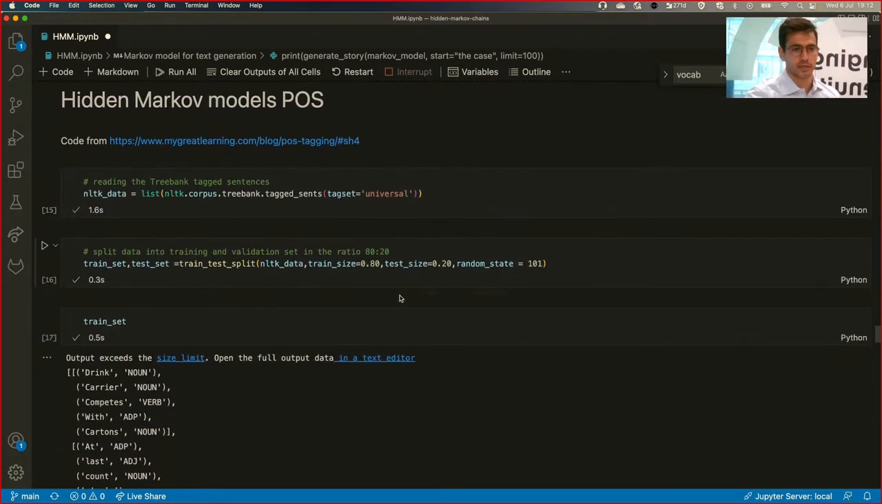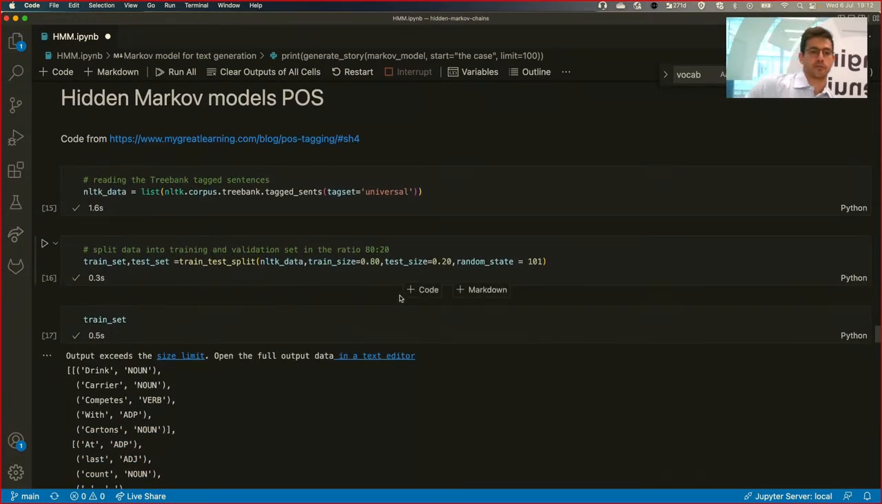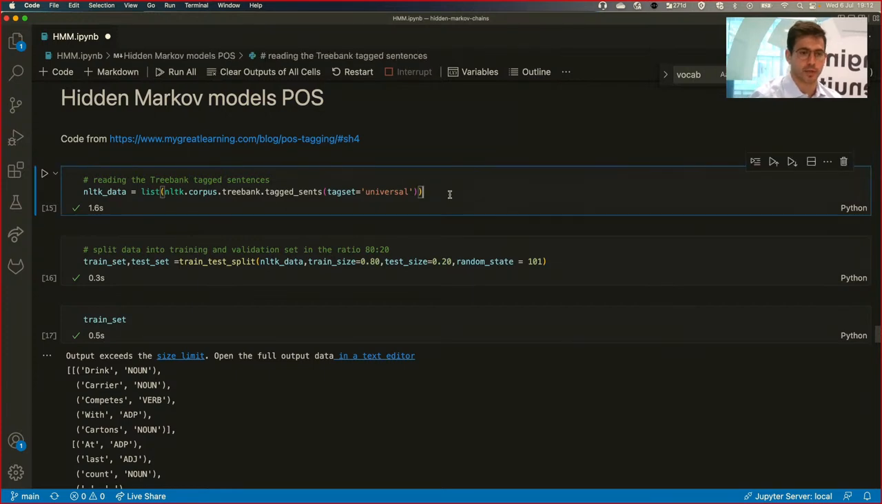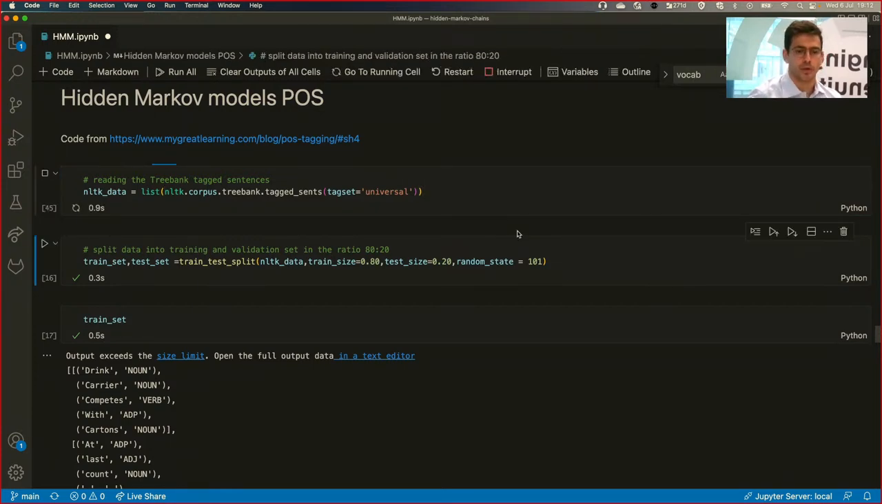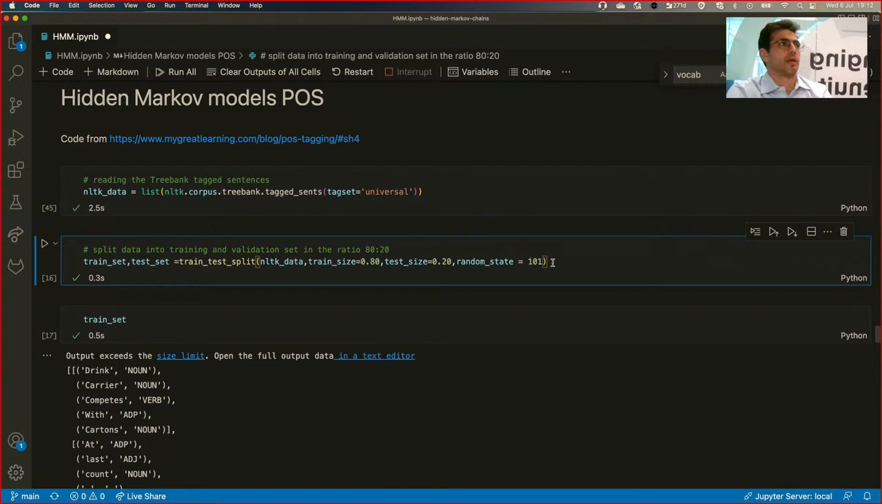The last part is hidden Markov models and part-of-speech tagging. We're going to load a dataset from an NLTK library. The concept is more or less the same. We'll split the data between training and test. We're trying to calculate the transition probability matrix A, the observation probability matrix B, and the initial probability vector pi. And then, based on the trained dataset with parts of speech, we'll try to predict the part of speech for the test dataset.